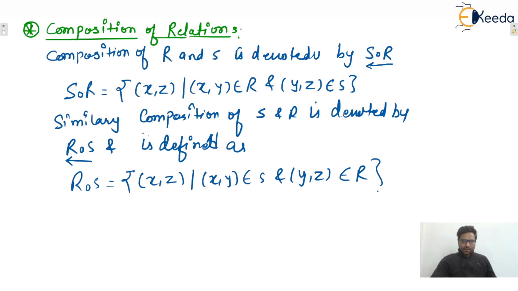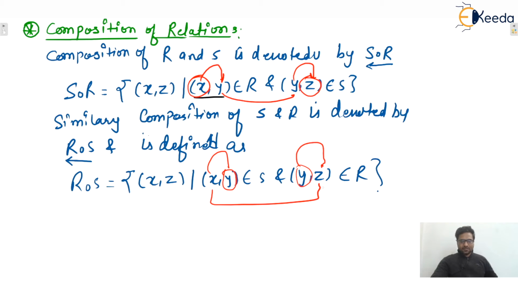That is the definition. That means, let's say for S of R, if x is related with y, and y is related with z, then (x, z) will be the ordered pair in the composition of R and S. Remember, this y is common. X is related to y and y is related with z, then (x, z) will be the answer. That will be the required ordered pair. I hope this one is clear to everyone. So we'll see some simple examples based on this one, and after that we'll see how this is used. Okay.